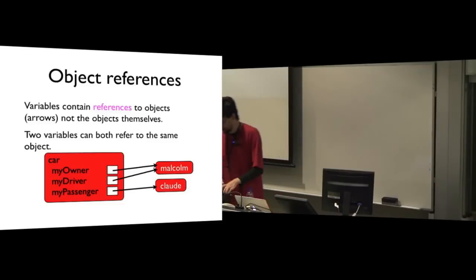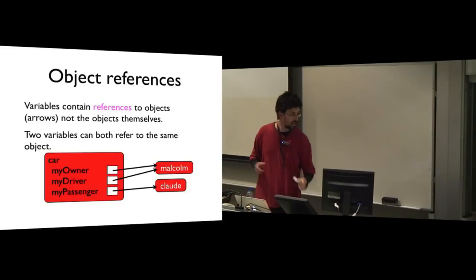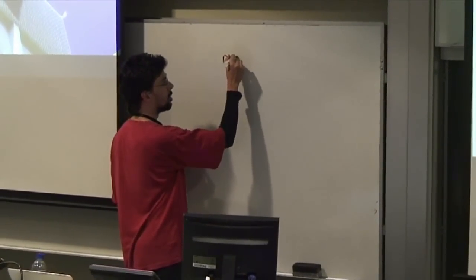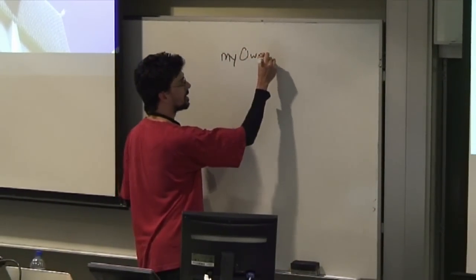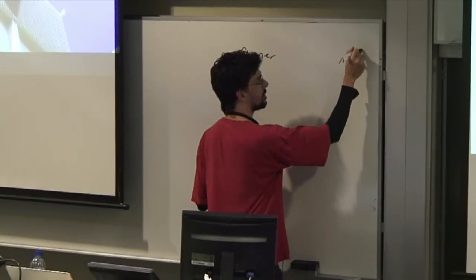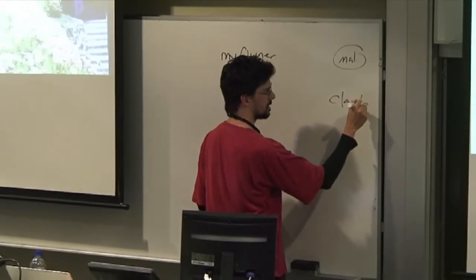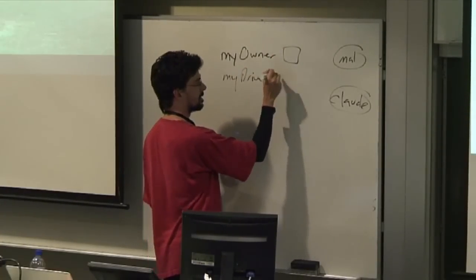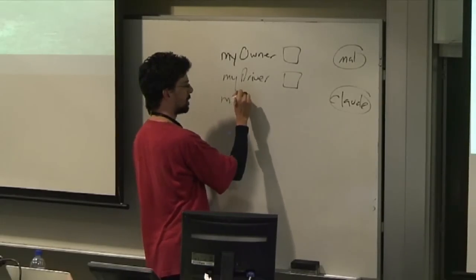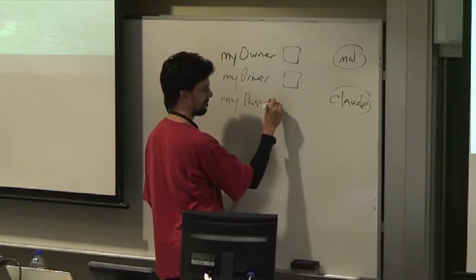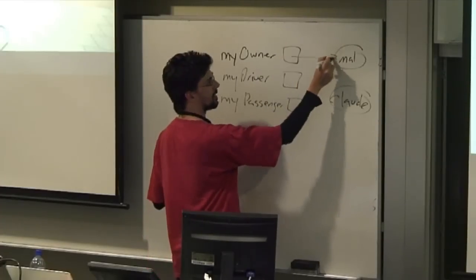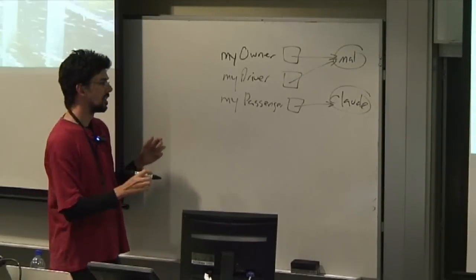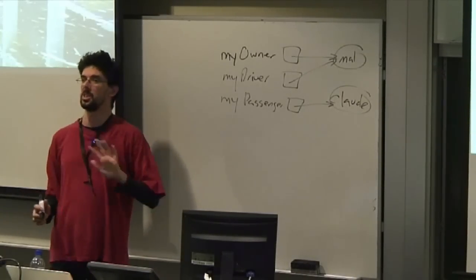The reason why this is important, I'll show you, is if we start doing assignments. So here's me, here's Claude. We've got my owner, we've got my driver, and we've got my passenger. These 2 point to there, and this one points to there. Now, these are variables like any other variable, and so we can do assignment with them.